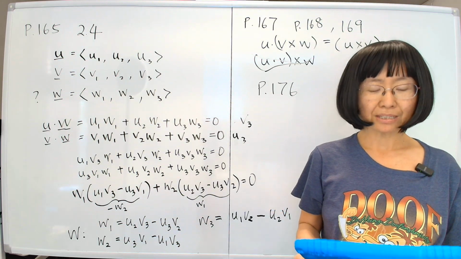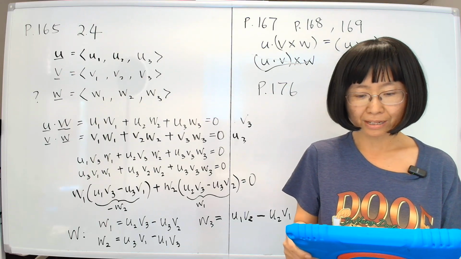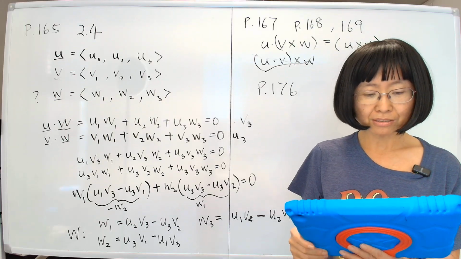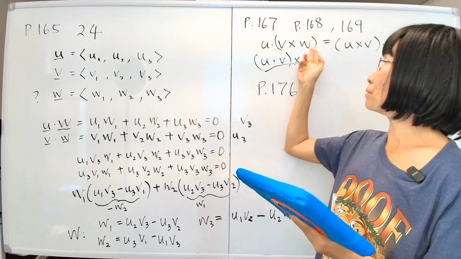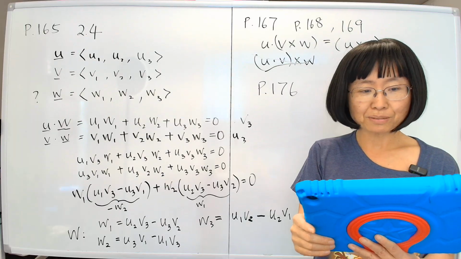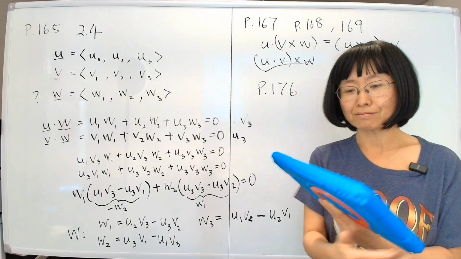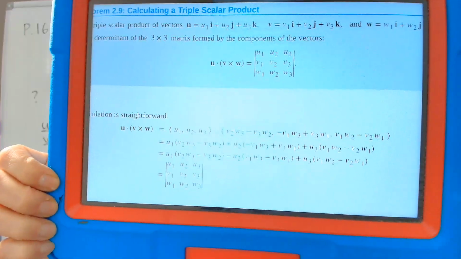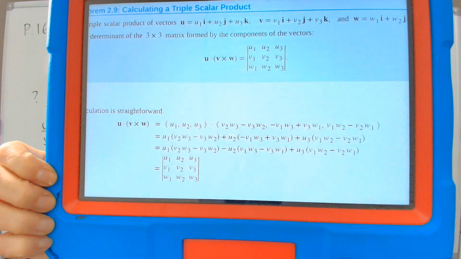Next, let's go to page 176, where we look at theorem 2.9 concerning a triple scalar product. What was the triple scalar product? It was U dot V cross W, which also equals U cross V dot W, which I have written down right here. Remember, don't mess up the triple scalar product. Now, that happens to be the same as the 3 by 3 determinant, with U written on top, then V on the next line, and W on the third line. That's just another way of saying the same thing.